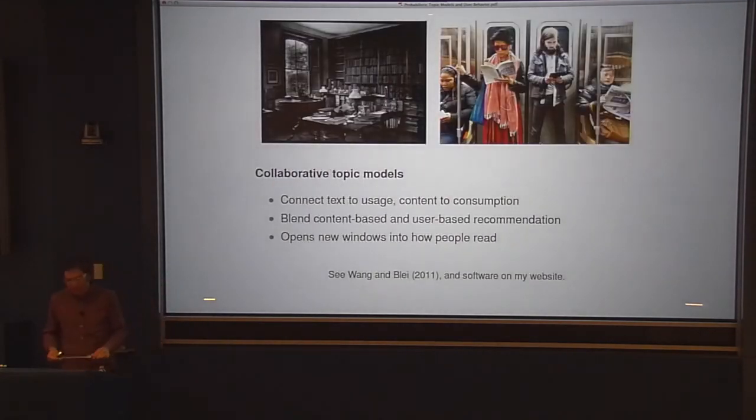Okay, so that's all I wanted to say about collaborative topic models. They connect text to usage, text to people reading text, and blend content-based and user-based recommendation methods. But again, what I think is quite interesting is that it opens new windows into how people read, and into how we might organize these documents by using how people are reading.